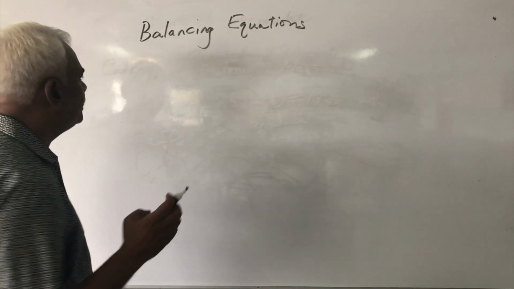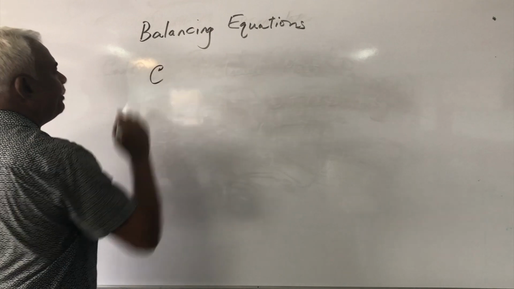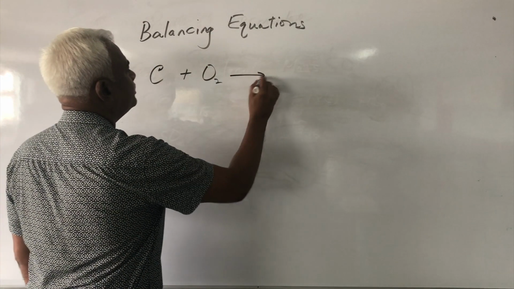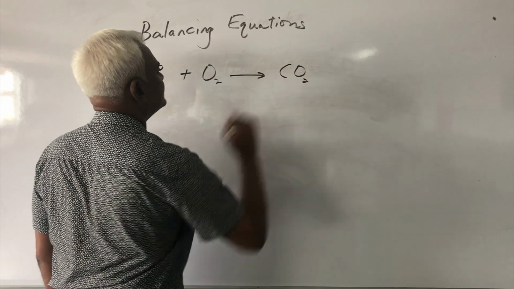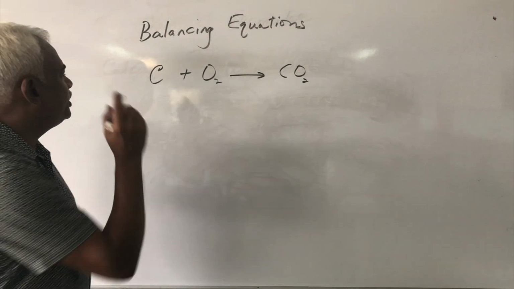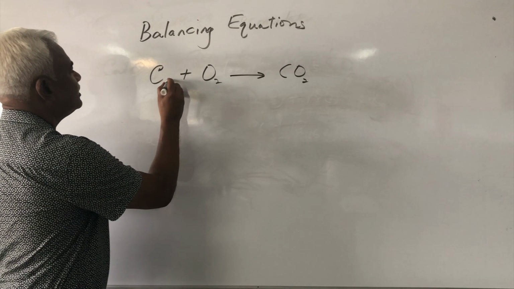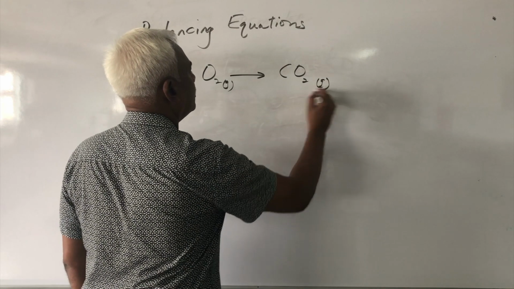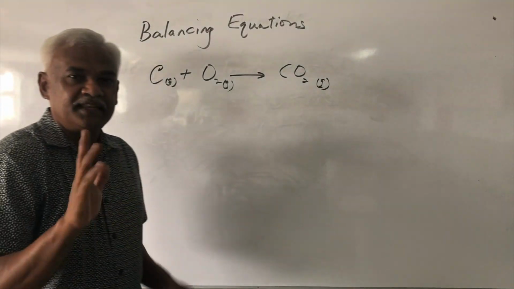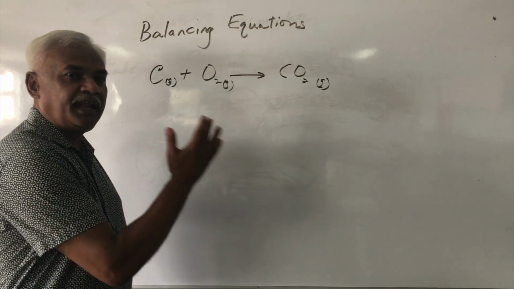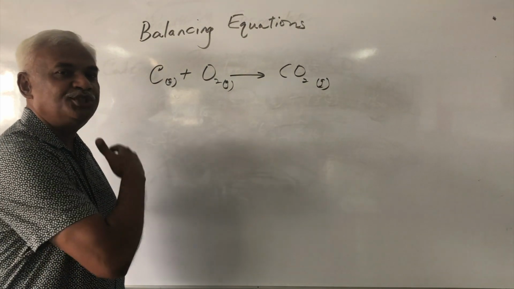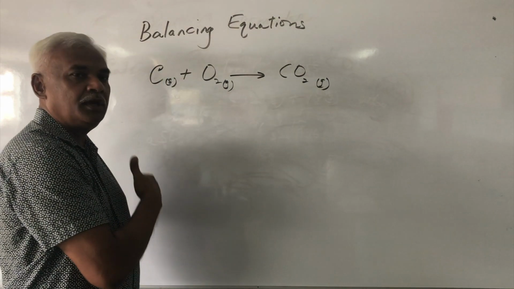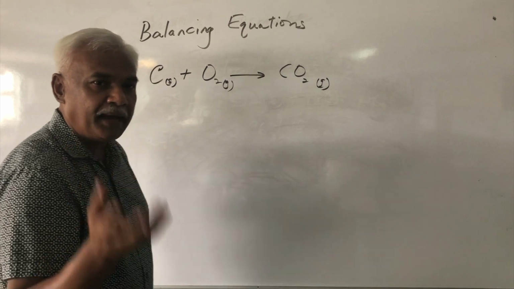Let's start with something simple. Carbon plus oxygen forms carbon dioxide. Now, I should include my state symbols. In balancing an equation, I need to look at everything I have on my left and ensure that it is the same on my right. Whatever is on my left must also be on my right, hence balanced.